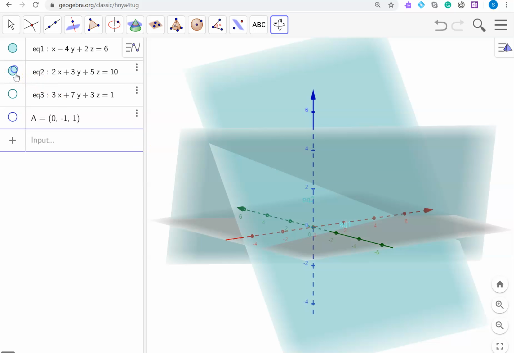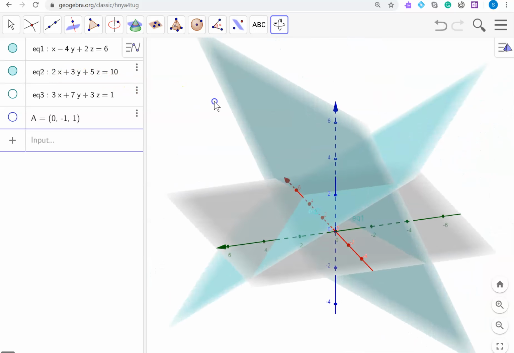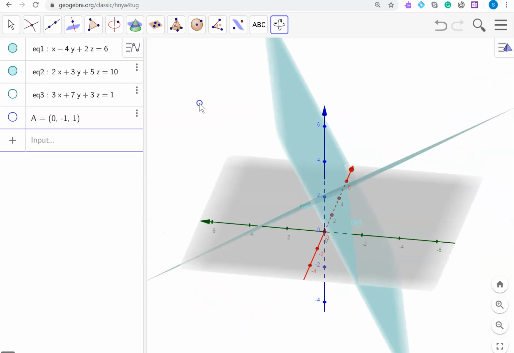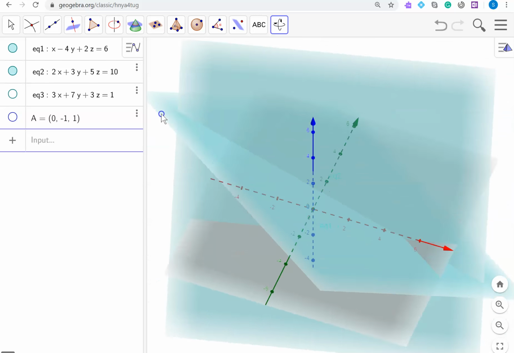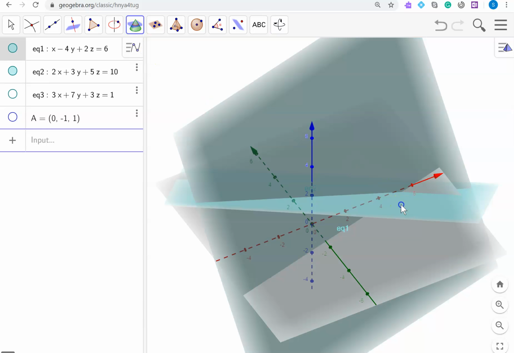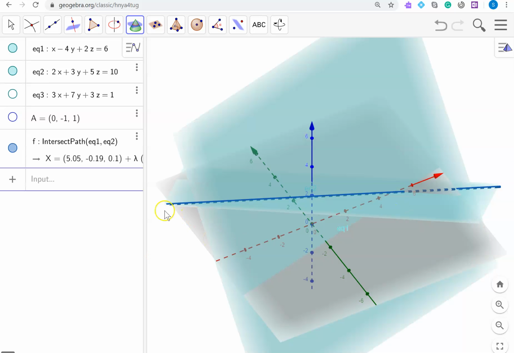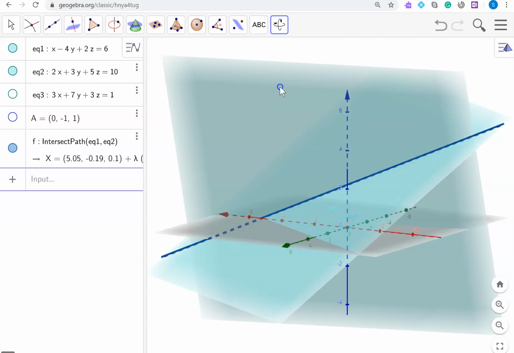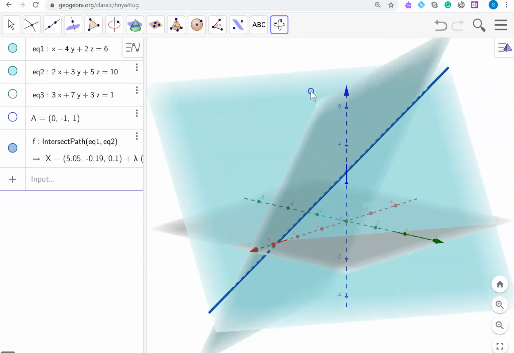The second plane looks something like this: 2x plus 3y plus 5z equals 10. Now if we move around there, we can see that those two planes intersect along a line. So I'm going to find that line of intersection. In order to do that, I'm going to use this function over here, intersecting two surfaces. I click on that surface and this surface, and now we see we've got a line of intersection between those two planes. If I rotate it around, I can see I've got this line where those two planes cross.